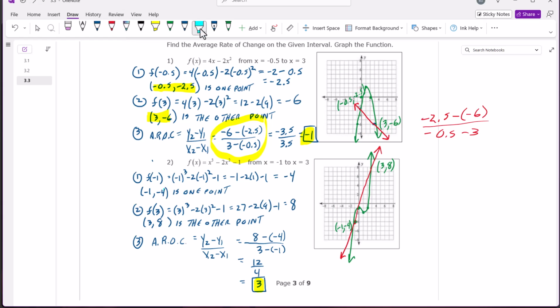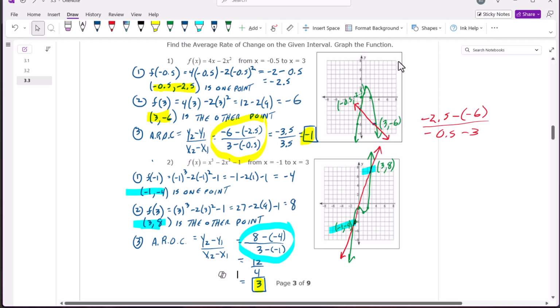Second problem, your points were (-1, -4) and (3, 8). Okay, find the slope on that. You would do that calculation to get 3. Okay, so pause, and if you made any mistakes, just make sure you learn from your mistakes. And that's the 3-step process on average rate of change.